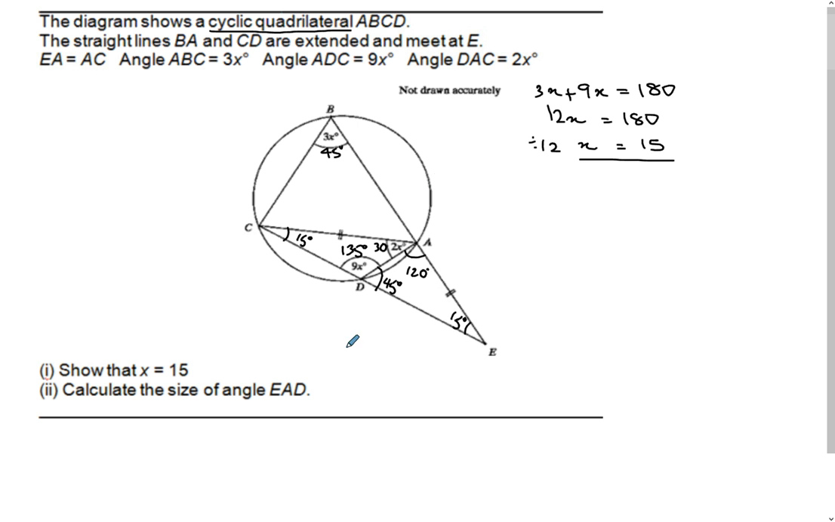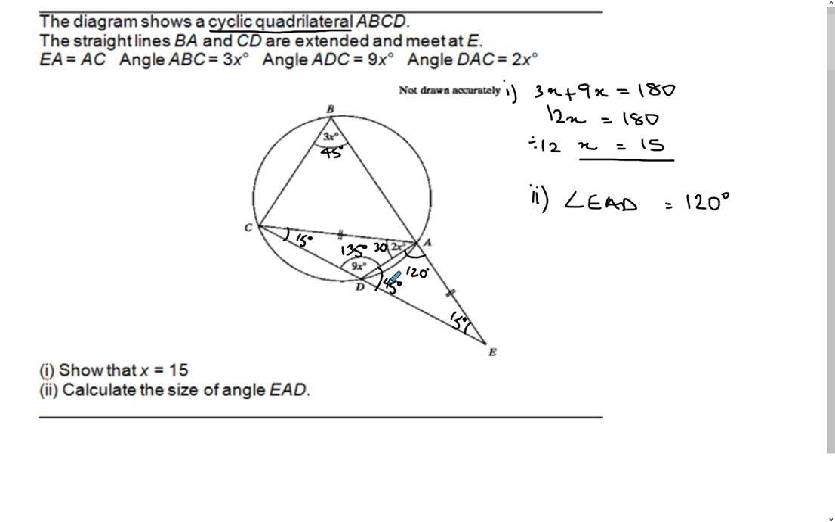ADC is 9x, DAC is 2x, show that x is 15. Oh my god, we've already done that one. It feels so good, doesn't it? Calculate the size of angle EAD. Where's that? EAD. Oh my god, we've already got it, it's 120. How did we get it?